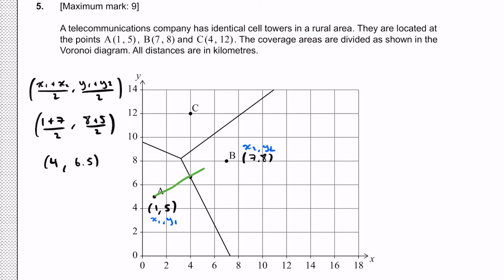We want to find the slope between A and B. So to do this, we'll use our slope formula. Remember, m is given by (y2 minus y1) over (x2 minus x1). This is change in y over change in x. We've already written these values down, so let's go ahead and substitute. In this case, 8 minus 5 is 3, and then 7 minus 1 is 6. This will actually just be 1/2.